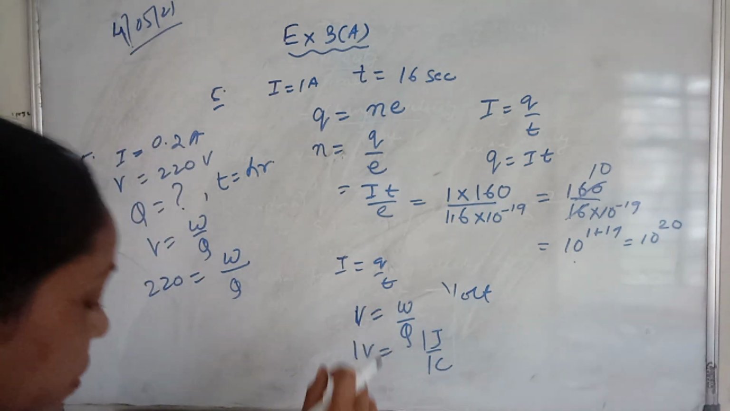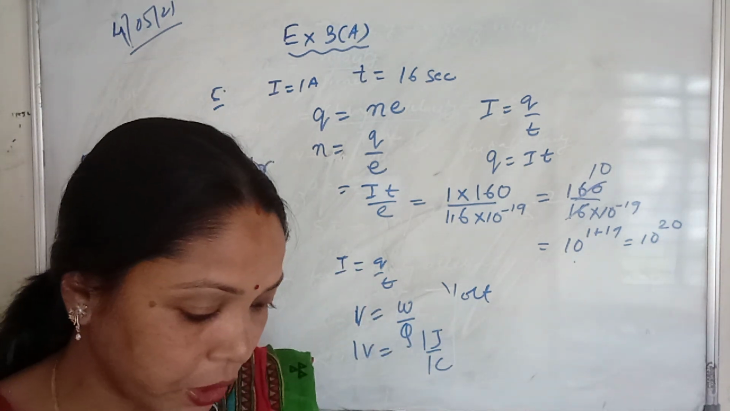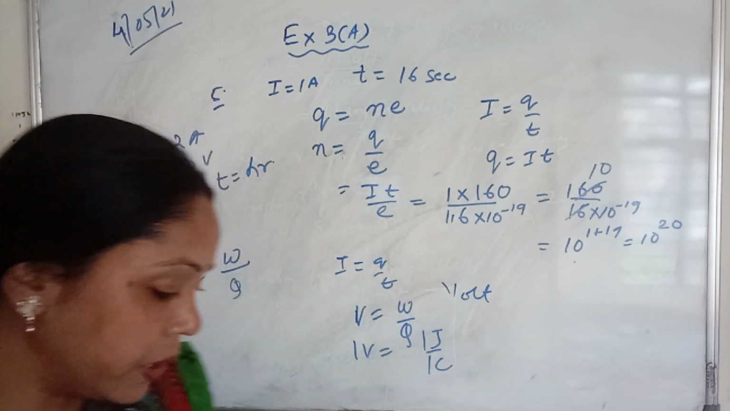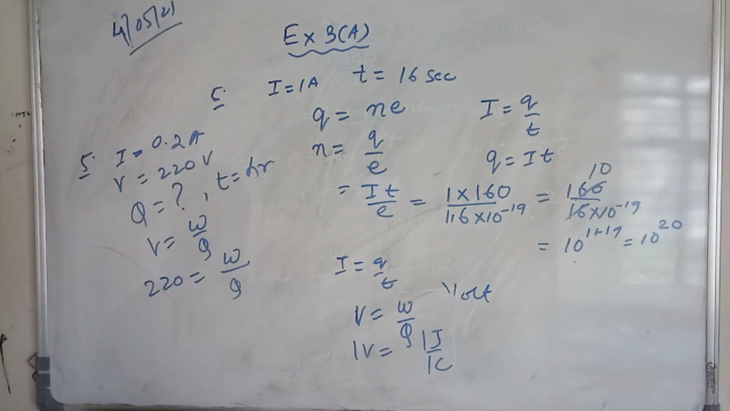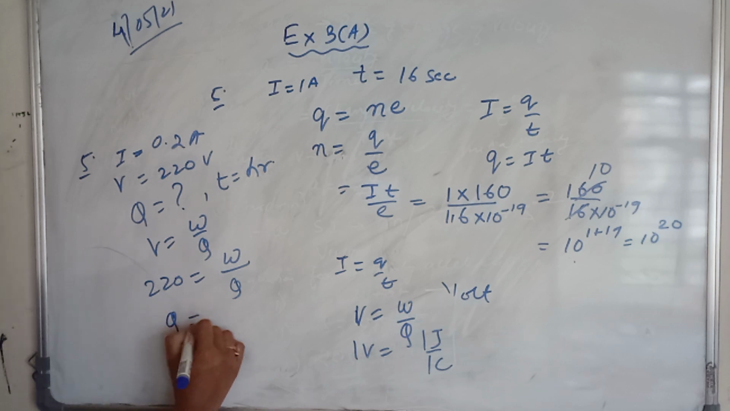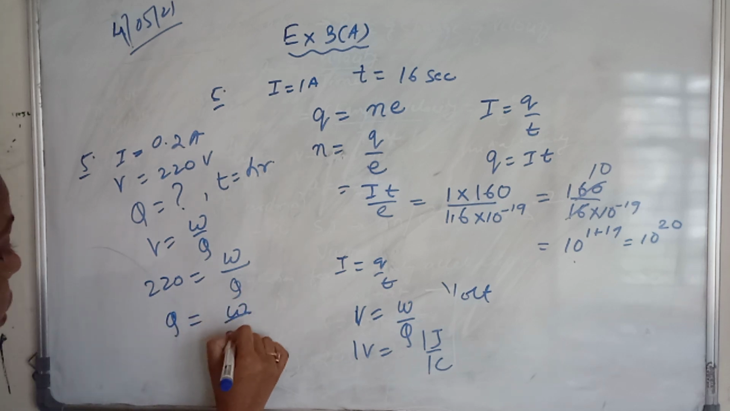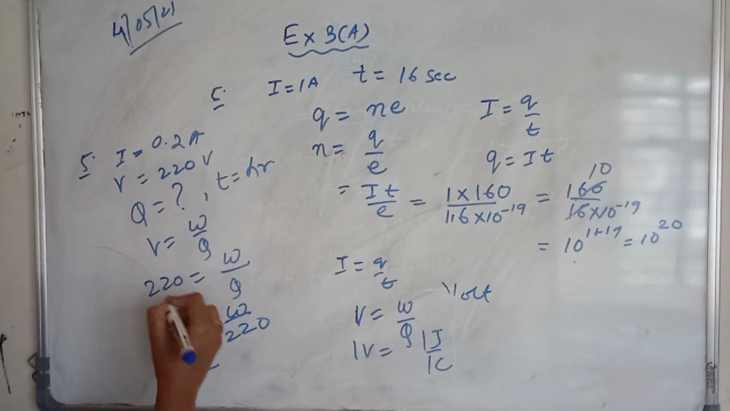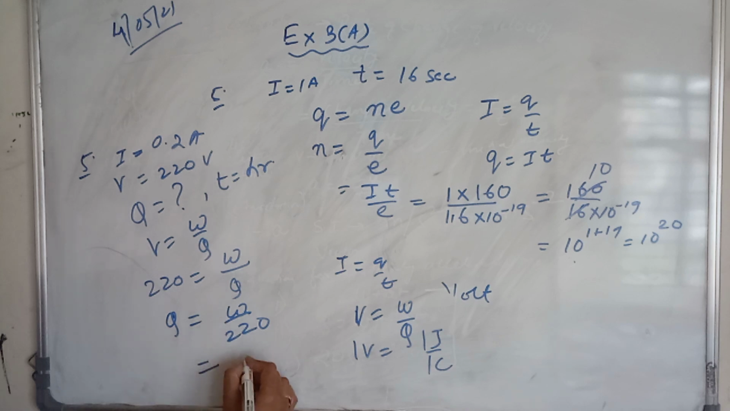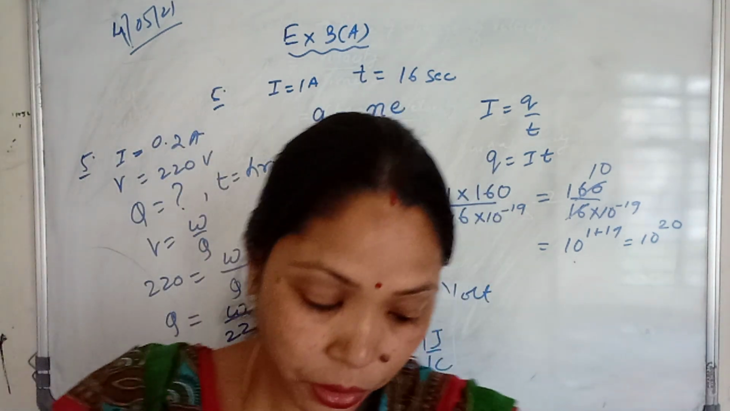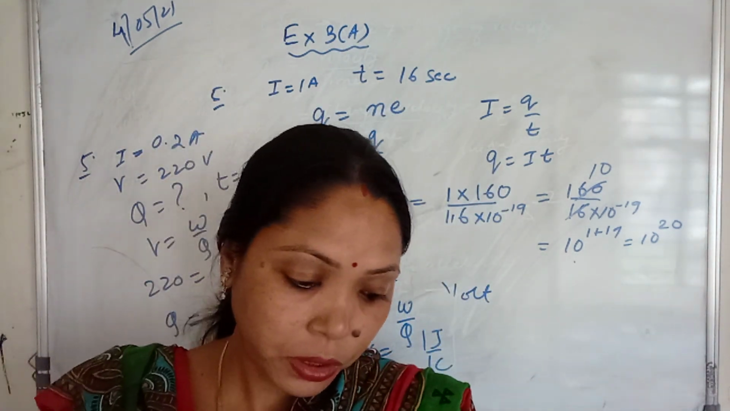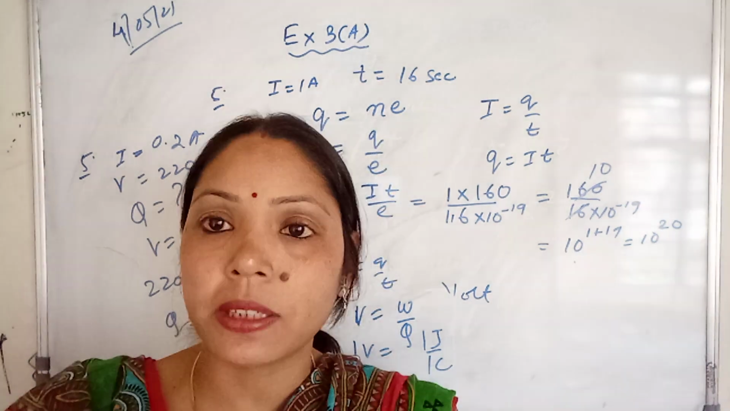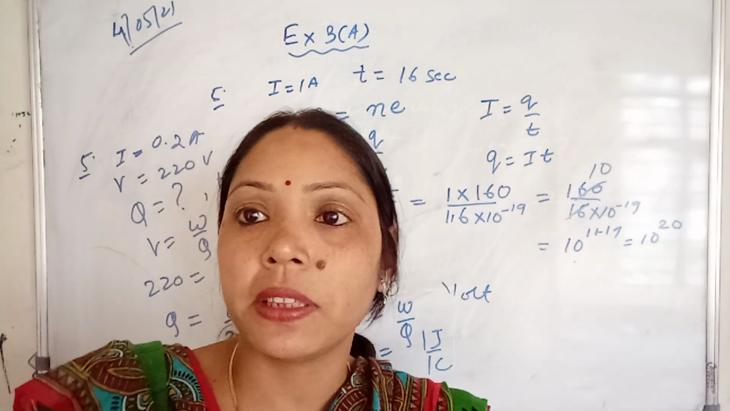W is equal to VIT, where 0.2 ampere is the current and the voltage is 220, to calculate the amount of electric charge. So, Q is equal to W by 220. Now W is the amount of work done. So, here we can write VIT by 220. With this formula you try to solve, you will get the answer. The next short answer type and long answer type questions I am going to explain in the next video.